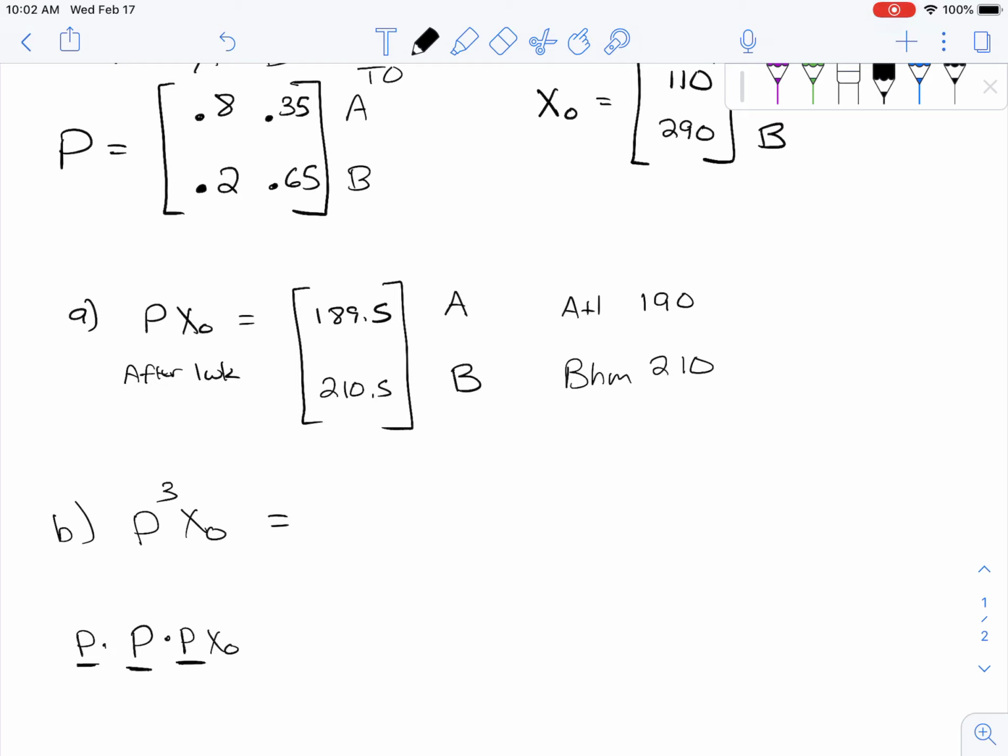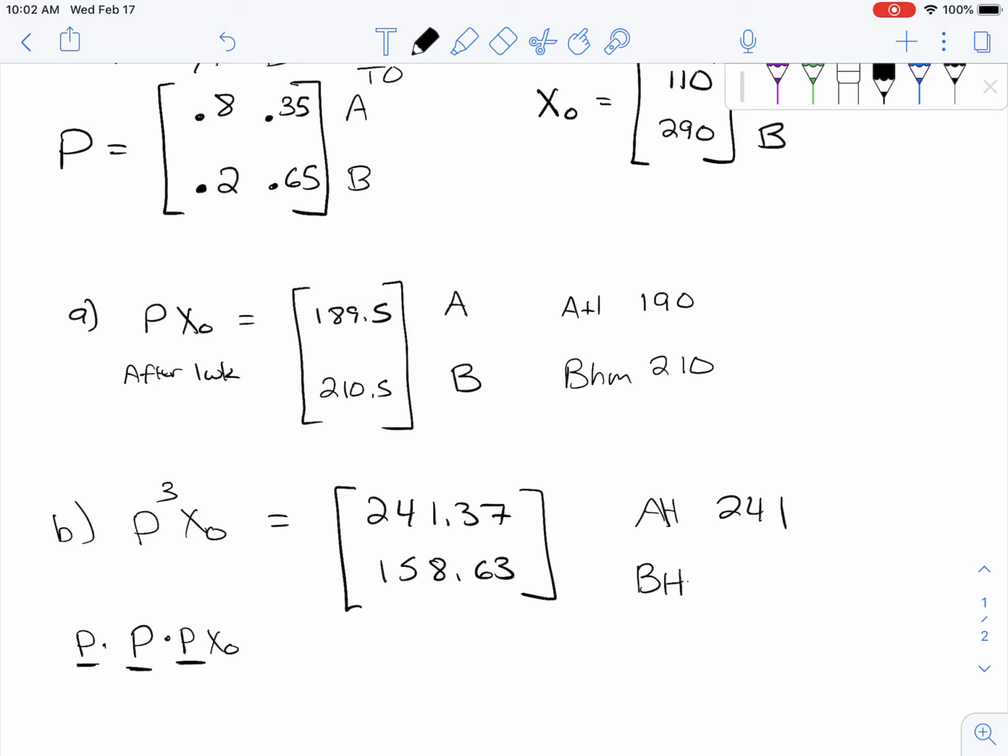So I'm just going to do P cubed times X0, and I've already got that in Octave. So if I type in P cubed times X0, it gives me 241.37 and 158.63. So after 3 weeks, there will be 241 cars in Atlanta, and in Birmingham there will be 159.